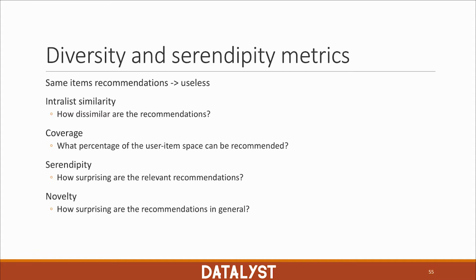One is the intra-list similarity. How dissimilar are the recommendations within the same list? Is, for example, the recommender suggesting 5 different DVD sets of Star Wars, or is it suggesting completely different movies? The coverage: the percentage of the user-item space that is recommended. The serendipity is defined as the amount of surprise around the relevant recommendations. And finally, the novelty. How surprising are the recommendations in general?